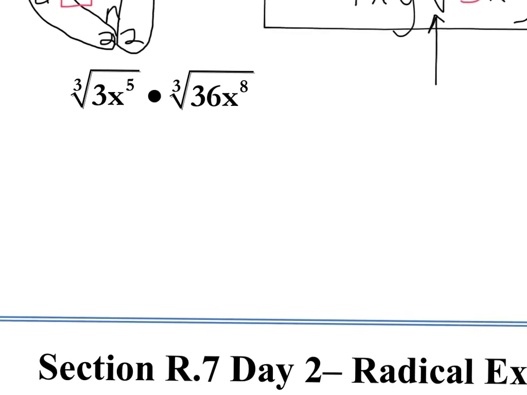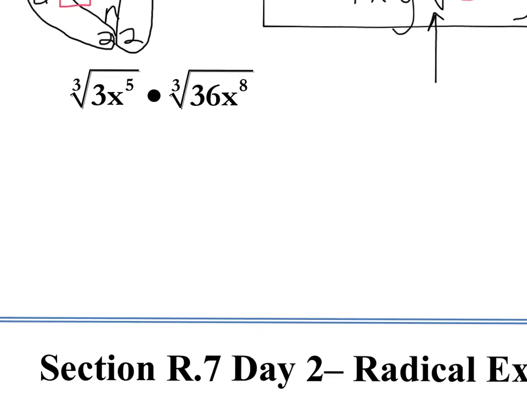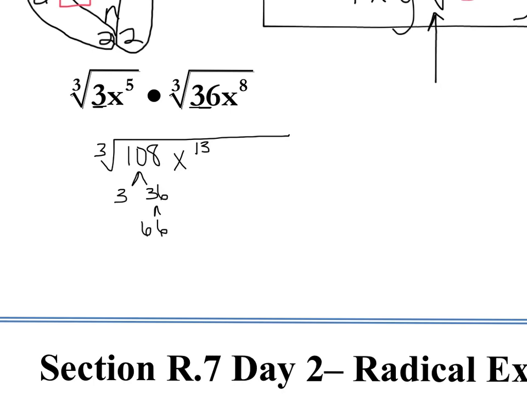All right, these are both cube roots. So what we're going to do is combine all of this stuff into one ginormous cube root. And we're going to do 3 times 36, which is 108. And we're going to do x to the 5th and x to the 8th, which makes x to the 13th. Okay, again, we're going to break down 108. And hey, didn't we just multiply 3 and 36? So I'm just going to use those. And then 6 and 6.